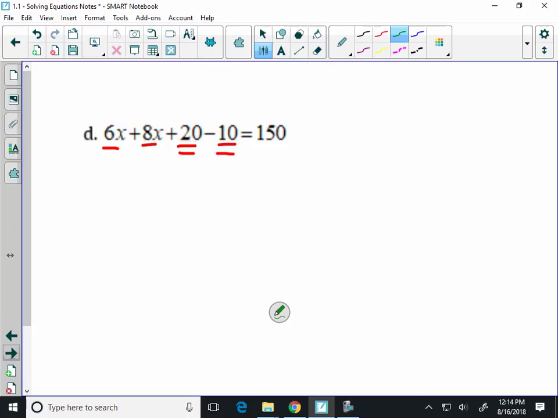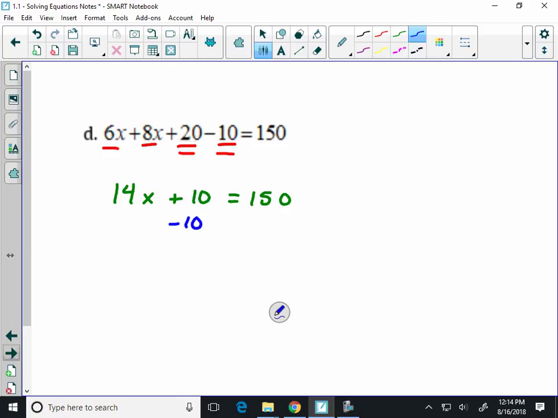So we combine it: 6x plus 8x is 14x. 20 minus 10 is just 10. Just have to be really careful with this. Same side, keep the signs the same. Opposite sides, change the signs. And then it's back to that two-step equation from the beginning.